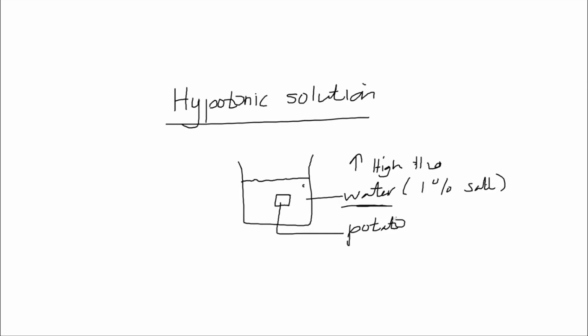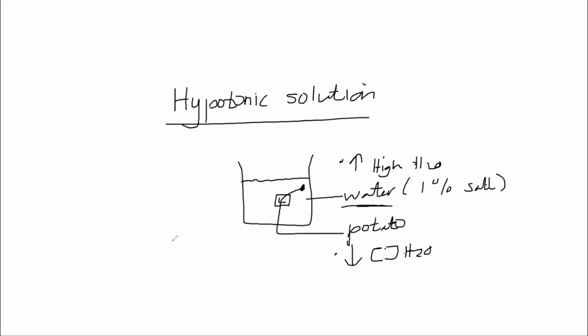The potato, of course, as you learned, the vacuole has sugars and salts, so there's a low concentration of water. Do you have a gradient? Yes, you have a difference in concentration. The potato is a living cell, so all living cells have a cell membrane. So water moves from the beaker into the potato.